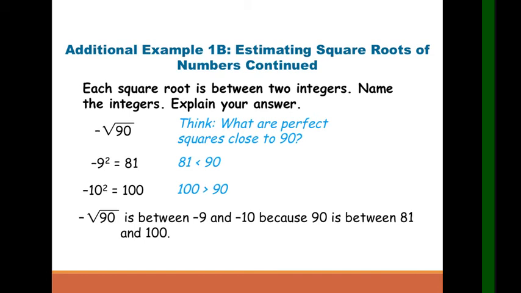So, therefore, negative square root of 90 is between negative 9 and negative 10. So, alisin lang natin yung squared because 90 is between 81 and 100. So, yung negative 9 and negative 10 ang mga numbers na pinakamalapit sa square root of 90.